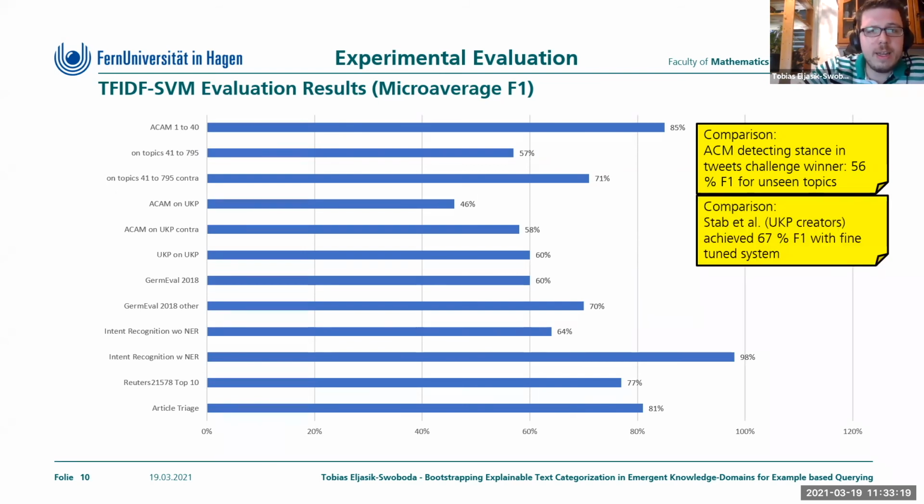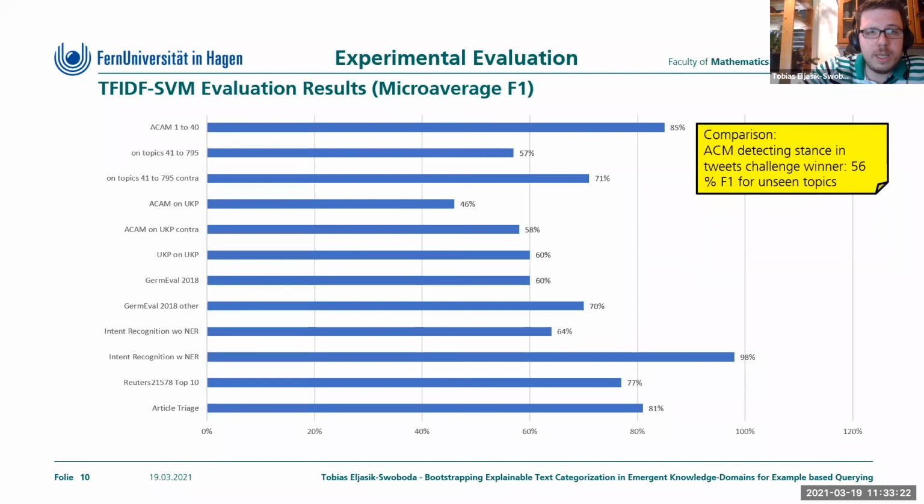What we did then is we used the same on the UKP corpus, which only had 8 different topics. Here, the micro average F1 dropped down to 46%. But again, we did the same trick of taking only the contra into account, and we achieved 58% micro average F1. What we then did is we created a model using UKP data and evaluated it with UKP data, and there we had 60% F1.